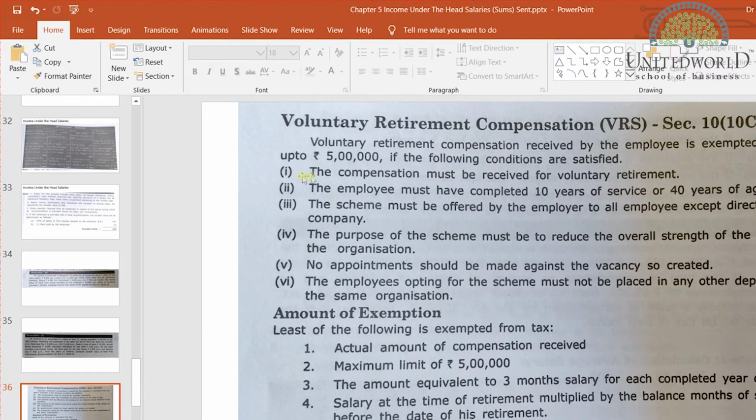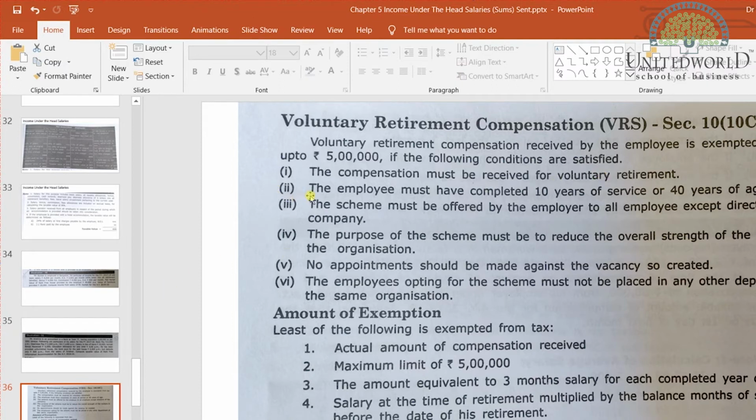Third condition, the scheme must be offered by the employer to all employees except directors. Here what does directors mean? Directors means the promoters of the company, owners of the company, who are drawing salary from the companies. So in such a scenario, directors cannot avail the benefit of this 5 lakh rupees, that is the exempted amount under section 10, subsection 10C, right?